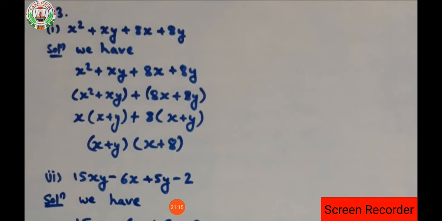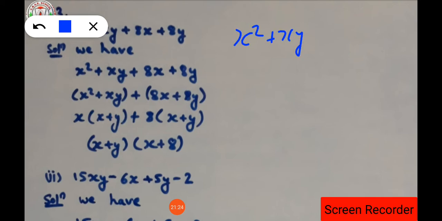So that's why in question number 3, we have to make the pair of the two terms. Like suppose x square plus xy, we will make the first pair, plus, because in between it is plus, so we will write plus, then making the pair of the 8x and 8y. Remember student, how to make the pair? You have to see the question and think in your mind which can be taken easily common.